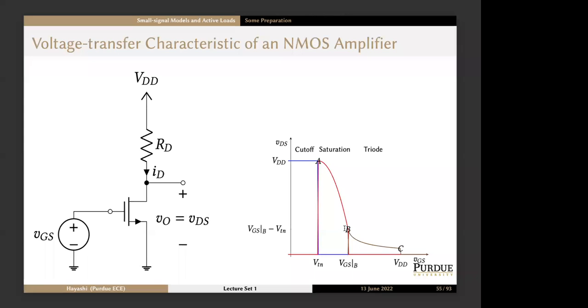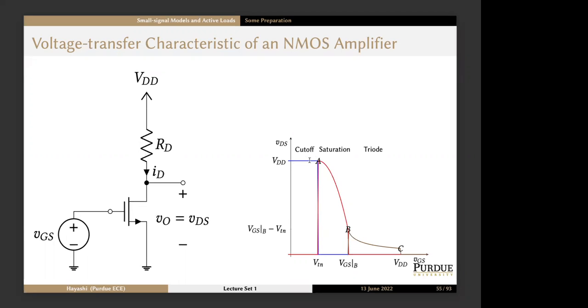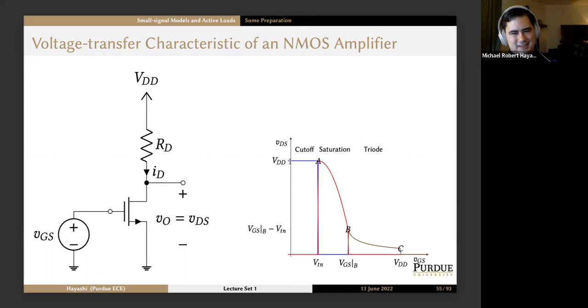And then in cutoff mode, whenever VGS is less than the threshold voltage, no current can flow through the channel of the MOSFET. That means no current can flow anywhere into any of the terminals. So we just get that VDD minus 0 equals the output voltage VDS. Oh, I got it. That makes more sense. So that's how you get this segment of the curve, this saturation mode.